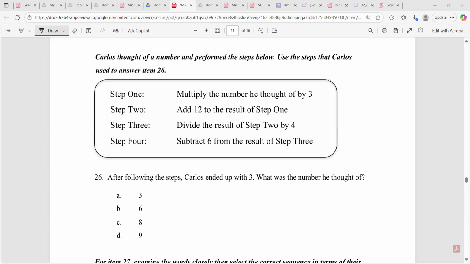All right, let's go. It says, Carlos started off with a number and performed the steps below. Use the steps that Carlos used to answer item 26. I'm going to see if the next class can get it correct, just like you guys. Step 1, multiply the number he thought of by 3. Step 2, add 12 to the result of step 1. Step 3, divide the result of step 2 by 4. Step 4, subtract 6 from the result. After the following steps, Carlos ended up with 3.